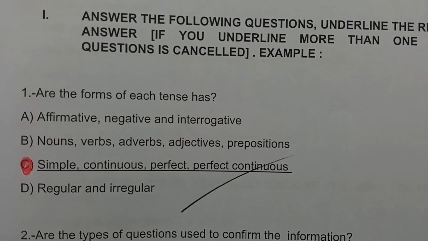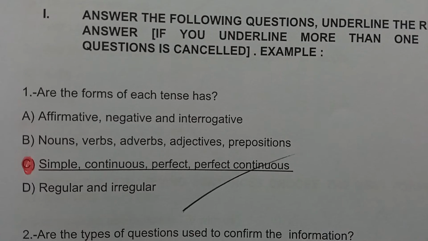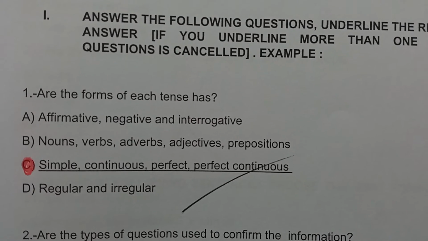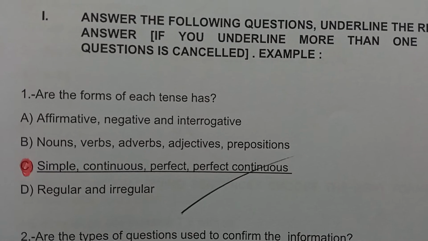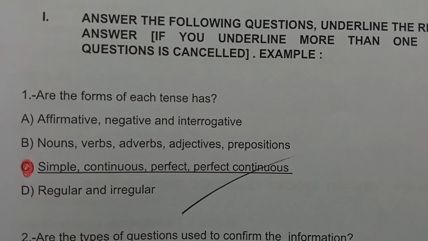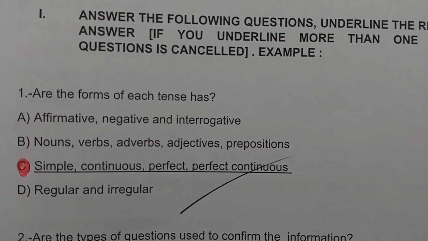Simple, continuous, perfect, perfect continuous. Remember, tenses are present, past, and future, but each one has a form: a simple form, continuous form, perfect form, and perfect continuous.